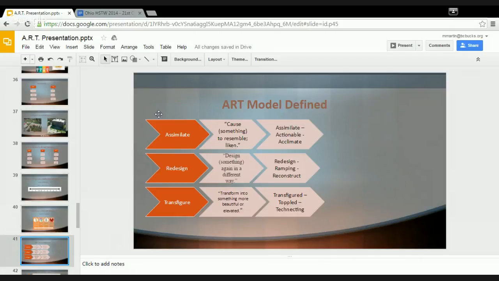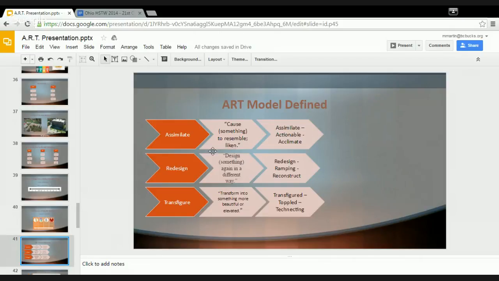So assimilate is to cause something to resemble or liken. So you want teachers to assimilate what they were doing before, just with technology, because we want it to be something that's actionable, that's achievable, that they can do right now, so we can help acclimate them to the computer, to the technology. A lot of times we give devices to teachers who haven't used them, and it's too much for them too fast, and they don't want to deal with it. So let's start them out at a simple stage where they can actually do something that's actionable and achievable, and then they feel confident and they can grow with it.